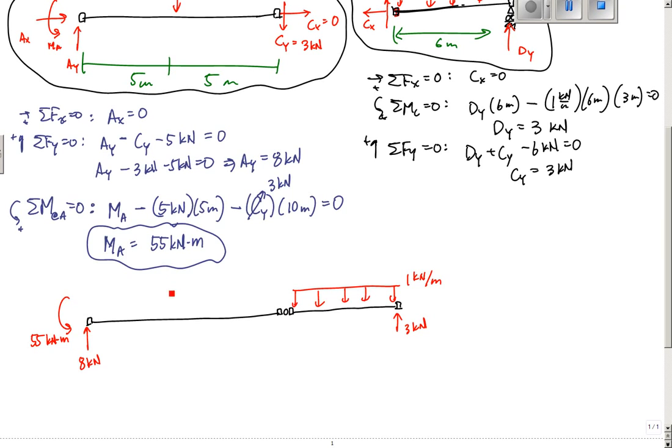Don't forget this 5 kilonewtons here. And my lengths right here. This would be 6 meters. These are 5 and 5 meters right here. And this is how I would set it up to draw my shear and moment diagrams, which I'll do in the next video.